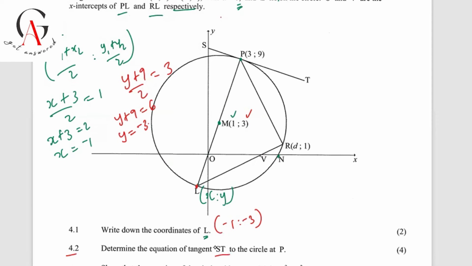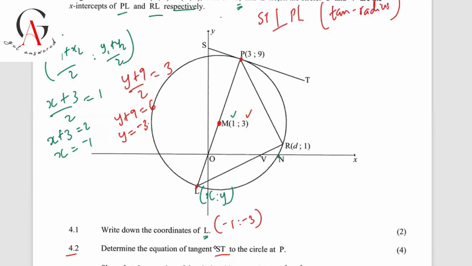Then 4.2, they want us to get the equation of the tangent, ST. So for us to get the equation of this tangent, we know the coordinates of M, we know the coordinates of P. And we know that the tangent and the radius, or tangent and diameter, will be perpendicular, which means that ST is perpendicular to PL. This is tangent perpendicular to diameter.